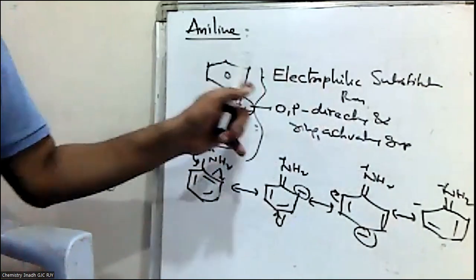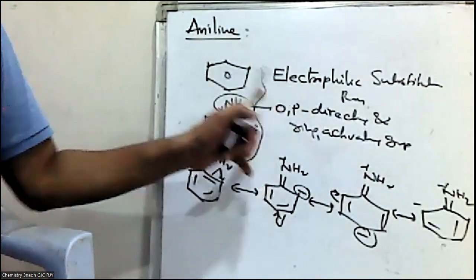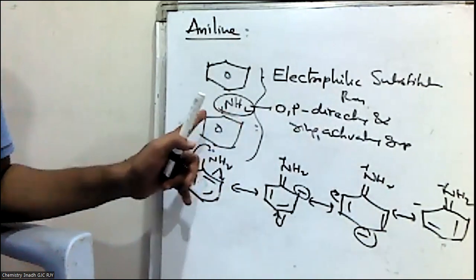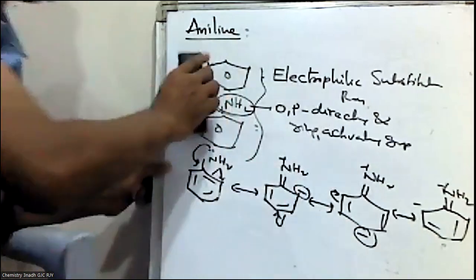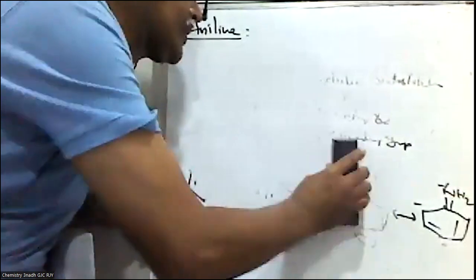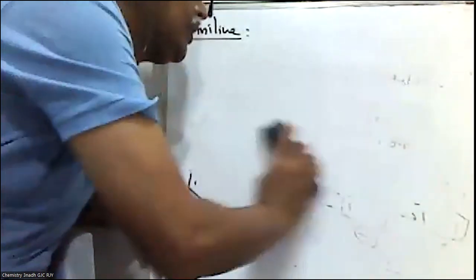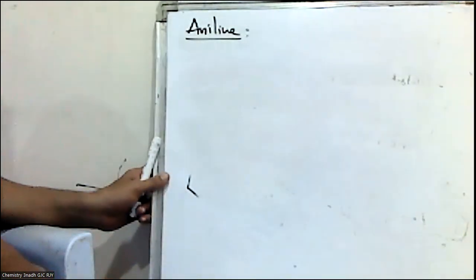In further electrophilic substitution reactions, the incoming electrophile goes either to the ortho position or the para position, and aniline is much more reactive than benzene. Now, let us discuss some of the reactions of aniline which involve electrophilic substitution.